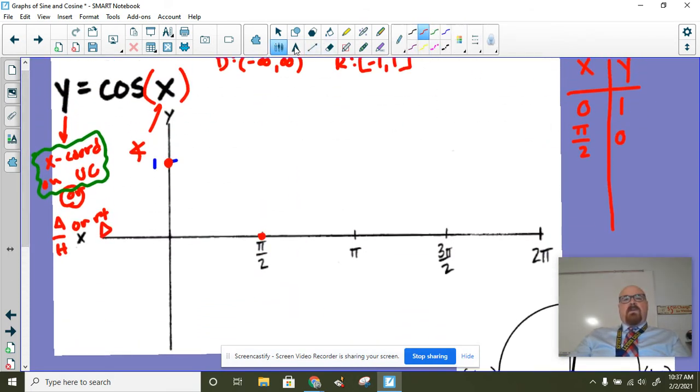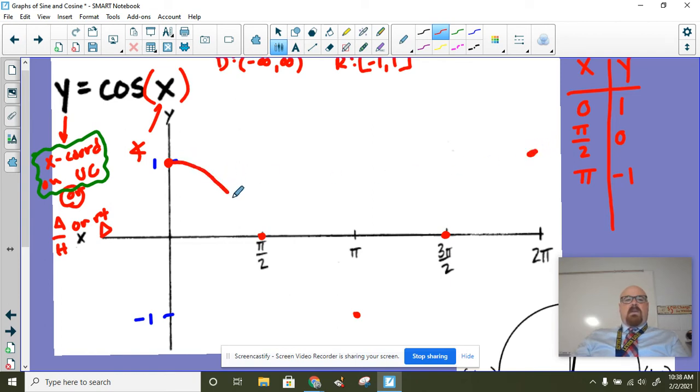Then when we get to pi, the x coordinate at pi is -1. So we reach the minimum value of -1 when we get to pi radians, which is here. And then as we swing back towards 3 pi over 2, the x coordinate at 3 pi over 2 is 0. And then as we make that full rotation, we end up at 2 pi. So what we get here for this shape is one period of a cosine wave starting at a max and ending at its max, right?